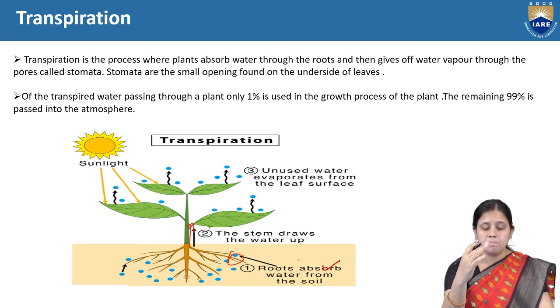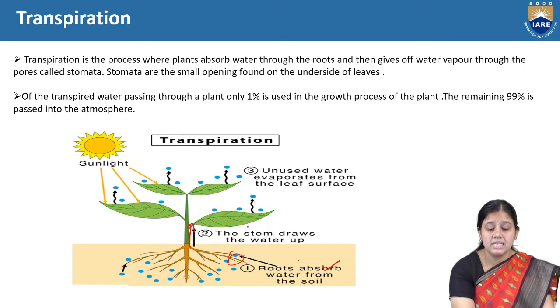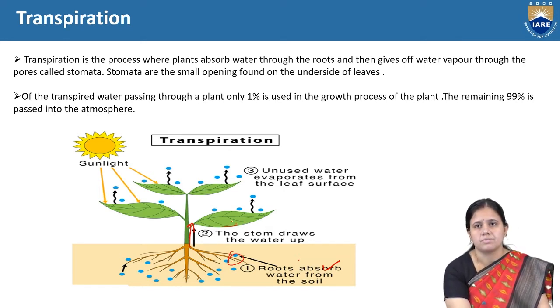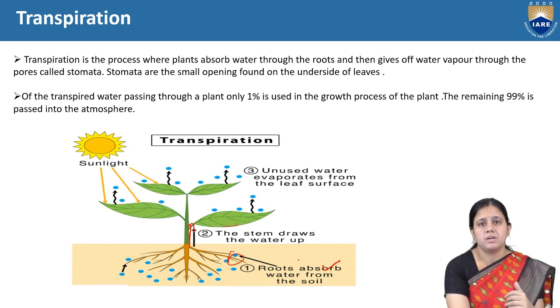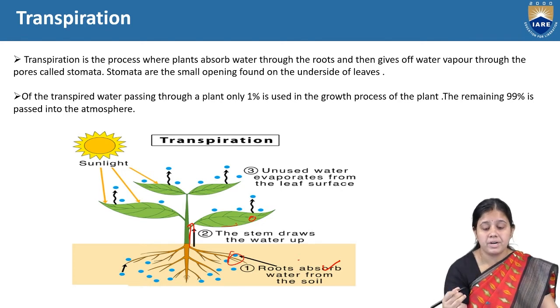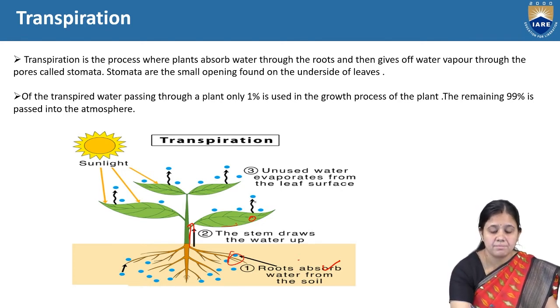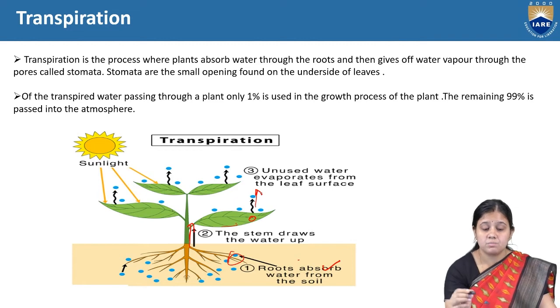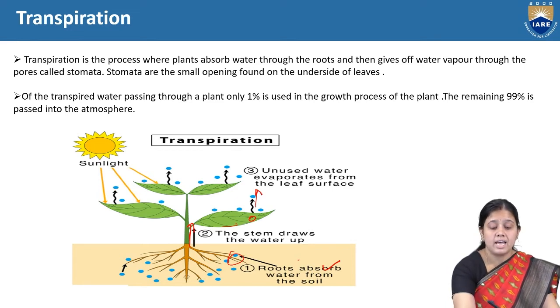Stem draws the water up. The leaf takes this water into its surface, and uses it for their nourishment, for the process of photosynthesis. The remaining water present on the leaf is evaporated from the leaf surface back into the atmosphere. That is the process of transpiration with the help of sunlight.